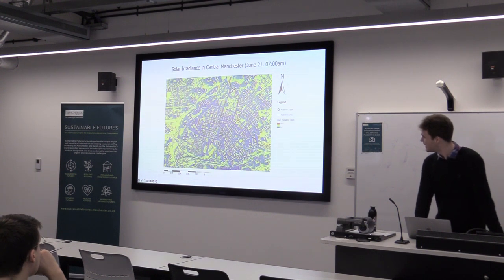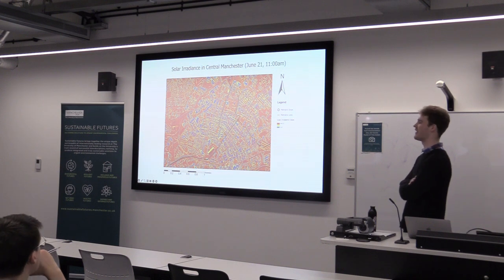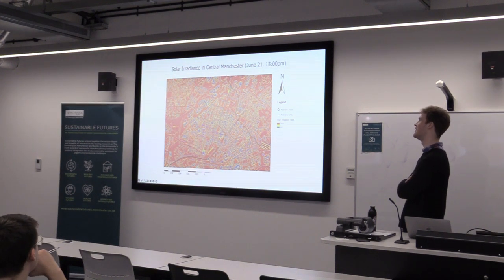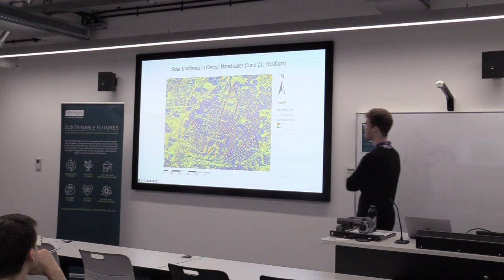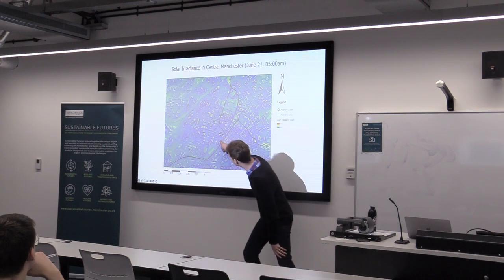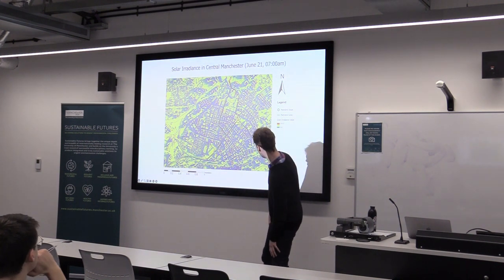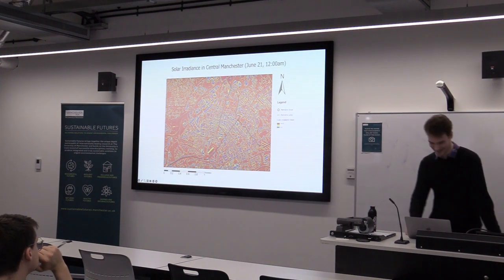Hopefully this works. Yeah, so this is just a time slice of our data, just to illustrate how those solar radiance values vary across the day and how the shadows shift. If you want to orientate yourself a bit, I think this is Manchester Piccadilly here. This is the Central Library here. If I'm right, we'd be about down here.